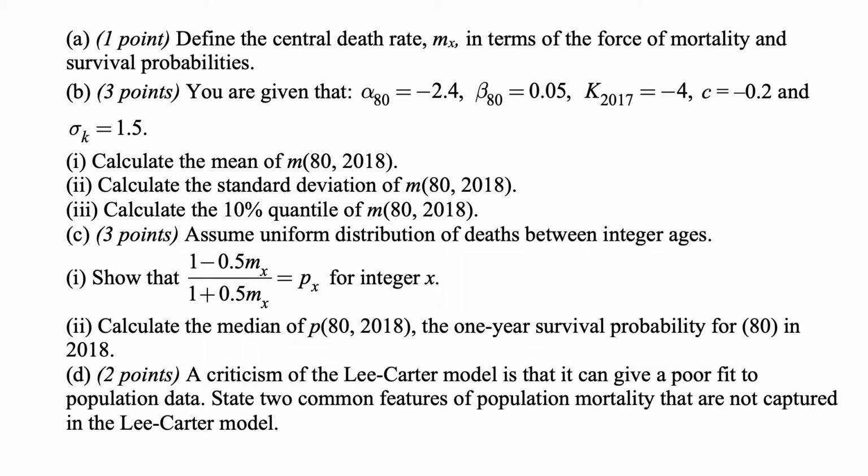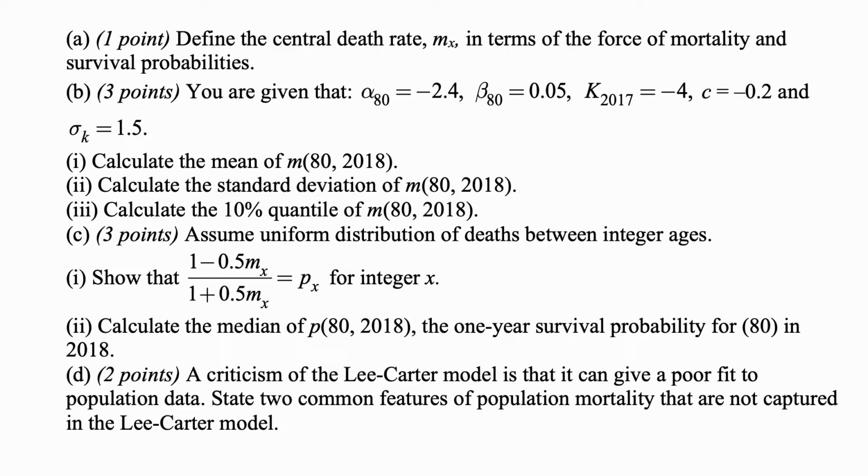Part A asks us to define the central death rate, m x, in terms of the force of mortality and survival probabilities. Part B tells us that we are given that alpha of 80 is minus 2.4, beta of 80 is 0.05, k of 2017 is negative 4, c is negative 0.2, and sigma k is 1.5. Part 1 asks us to calculate the mean of m of 80 in 2018. Part 2 asks us to calculate the standard deviation of m of 80, 2018. Part 3 asks us to calculate the 10th quantile of m of 80, 2018.